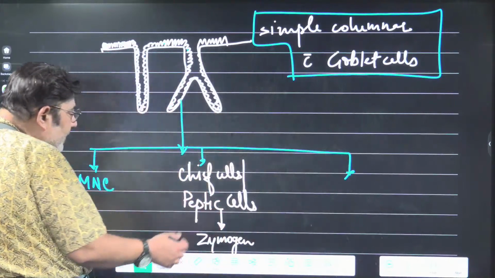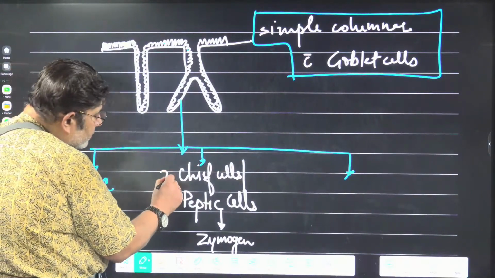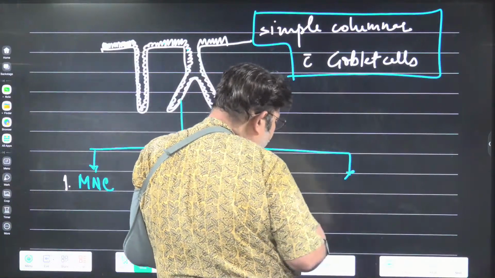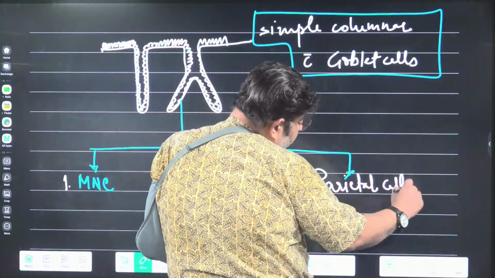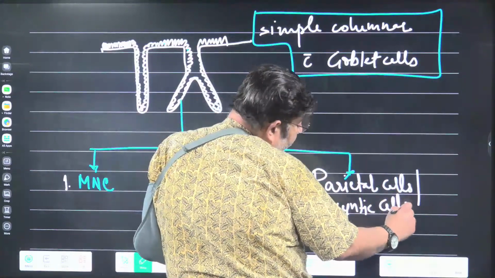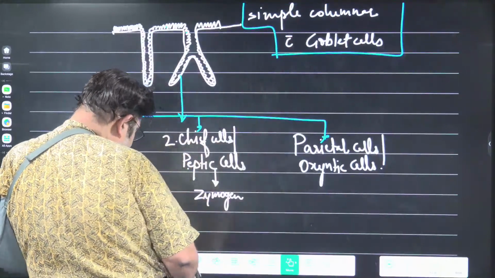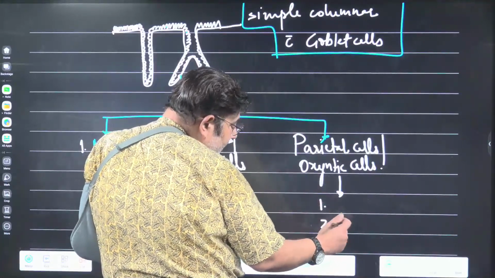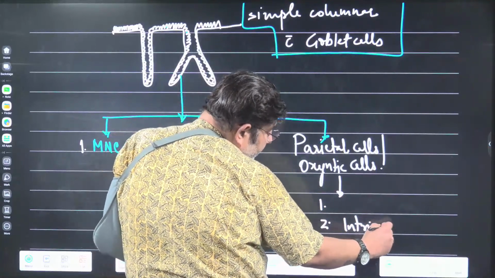So I'm giving the name of these cells. Number one, MNC, mucous neck cell. Number two, chief cells, also called peptic cells. And number three, these are known as parietal cells, also known as oxyntic cells. Parietal cells or oxyntic cells, they produce hydrochloric acid, HCl, and they also produce a very, very important substance. It is a factor, a glycoprotein, which is called intrinsic factor.